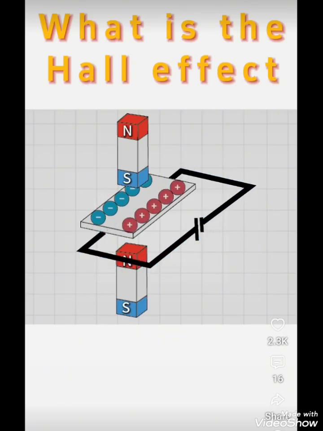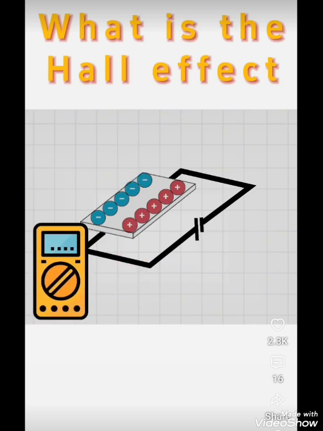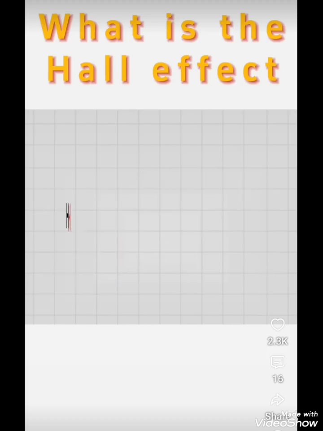In this case, electrons will deflect to one side of the plate, while positive holes will deflect to the other side. By connecting a multimeter, we can measure the voltage, thus obtaining an effect that produces measurable voltage. This is the Hall effect.